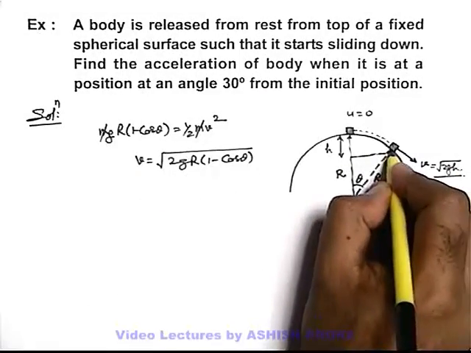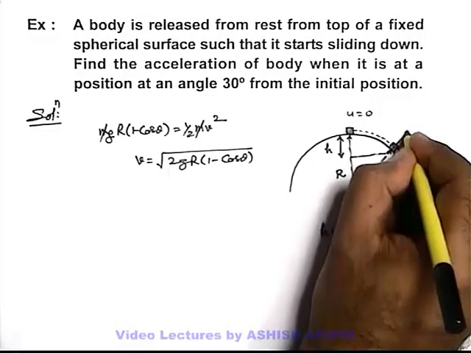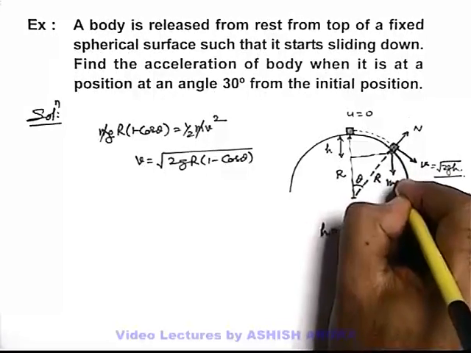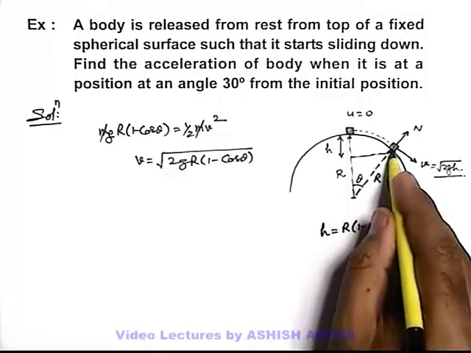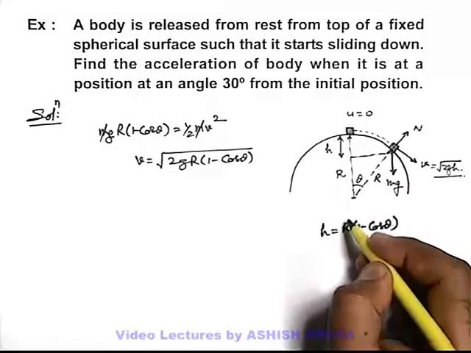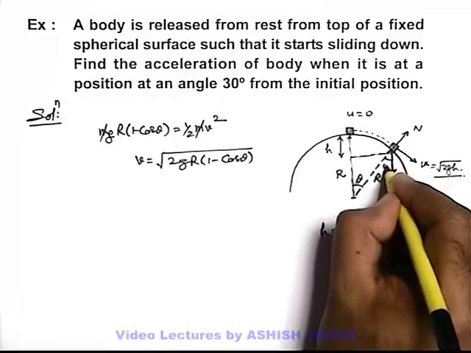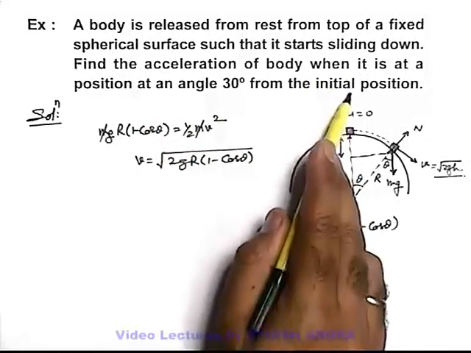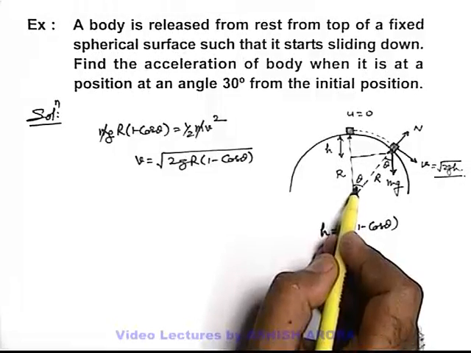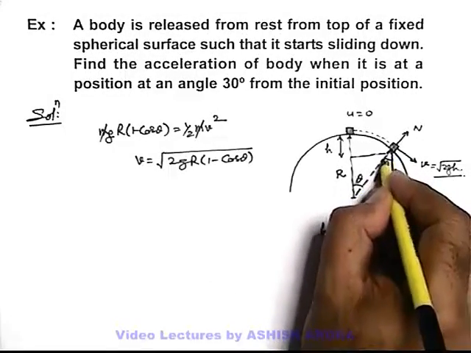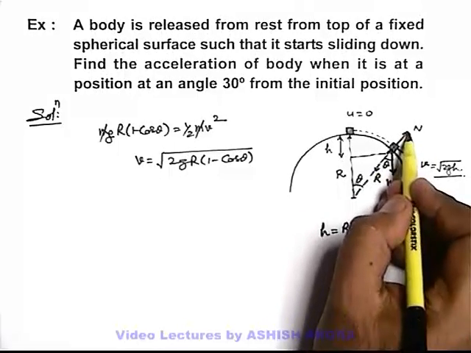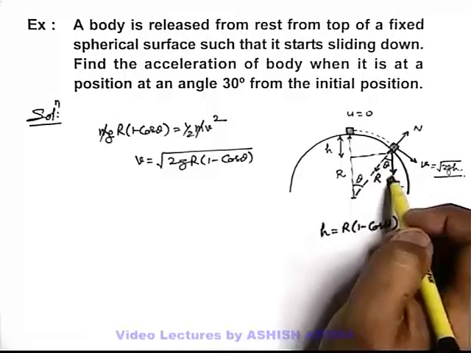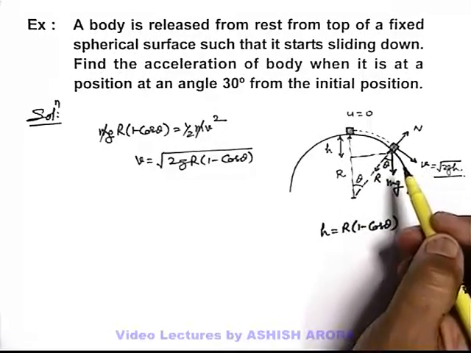Now at this position, the normal reaction acting on it is N, and it will experience a gravitational force in the downward direction, that is mg. This angle is say theta. We are required to find the acceleration of the body when it is at a position at an angle 30 degrees from the initial position. So if theta is 30 degrees, in this situation the normal reaction plus the centrifugal force on it is equal to mg cos theta or mg cos 30. But we don't need to use those relations.